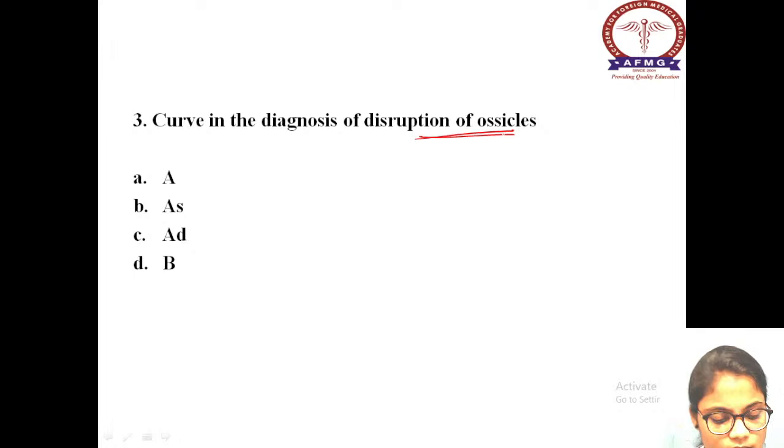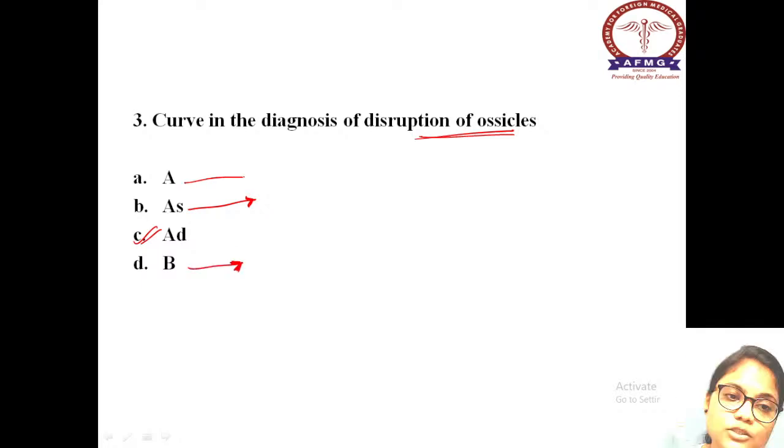The curve in the disruption. Yes, the answer is nothing but Ad. Why? If I had asked you about As in the question, or B in the question, or A in the question, then what would the answers be? Suppose I had asked about the A curve, the As curve, or the B curve, then what would be the answer?